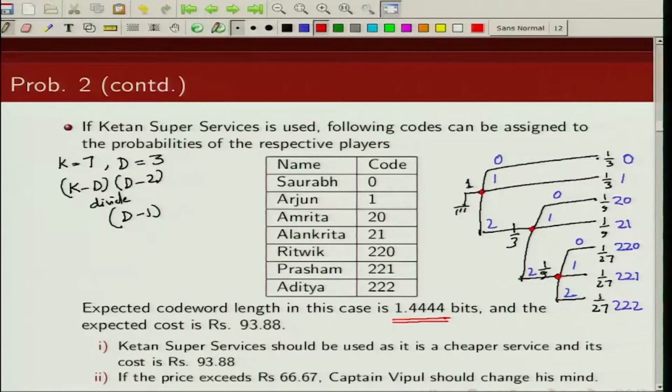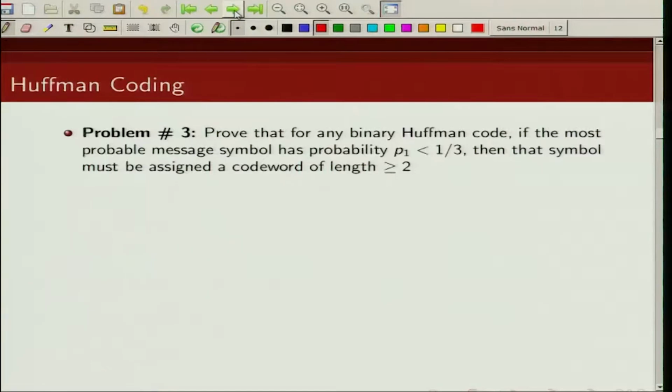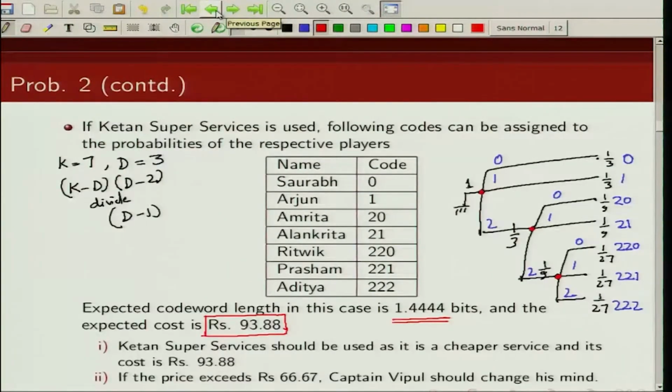Now Ketan Super Services charges 65 rupees per ternary bit. So if I multiply 65 by this expected code word length, the cost that comes out is 93.88. And what was the cost for Ajit's PD post? It was 96.3. So that is more. So Ketan Super Services is cheaper.